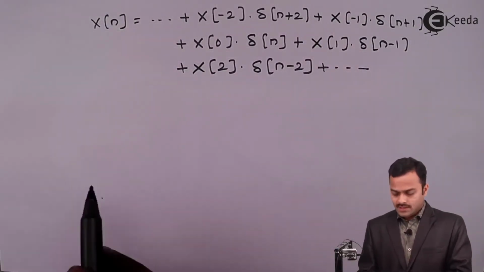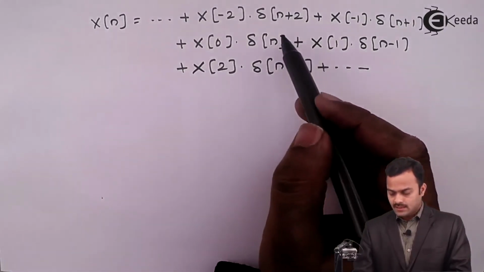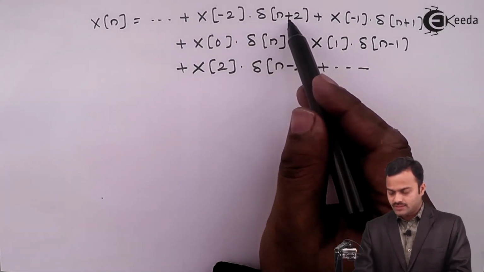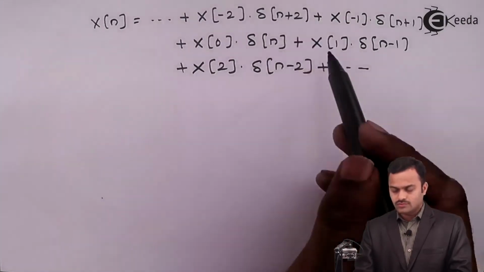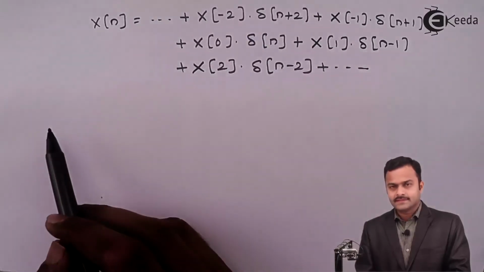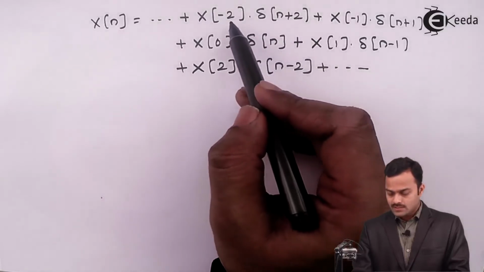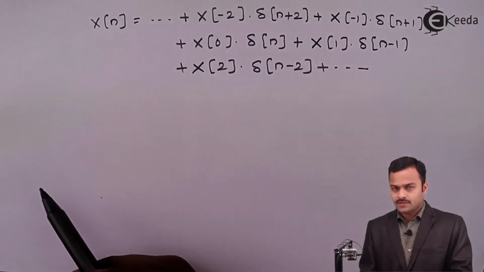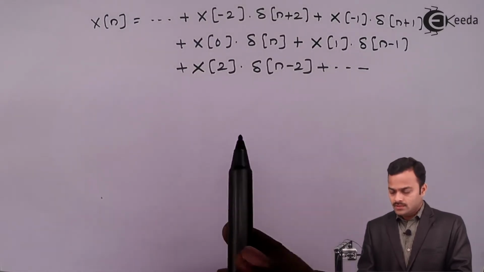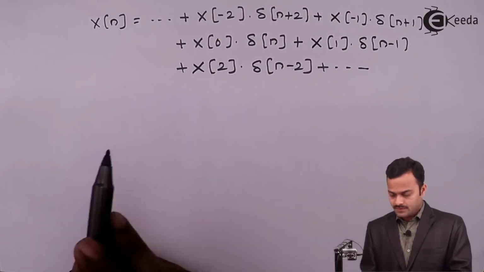So what I have done, I have written the original sequence x of n as a linear combination of shifted deltas, from say minus 2 to 2. So the shift is from minus 2 to 2. Now what we are going to do with this is consider each as an individual sequence which is applied to the system whose impulse response is known to us. Okay, so in order to understand this, we will take one simple problem.